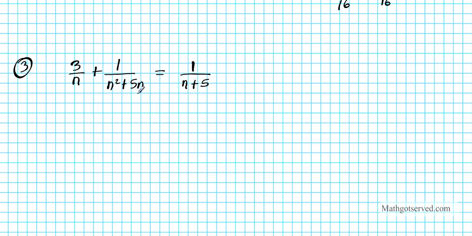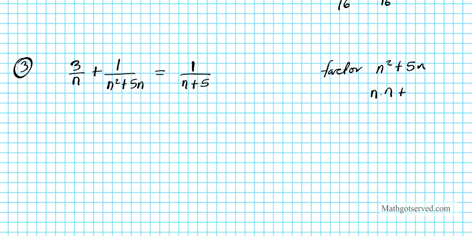These two are primes, so let's focus our attention on the middle denominator. Okay, so we want to factor n squared plus 5n. Okay, so this is a binomial, quadratic binomial, so let's break each component down, each term.